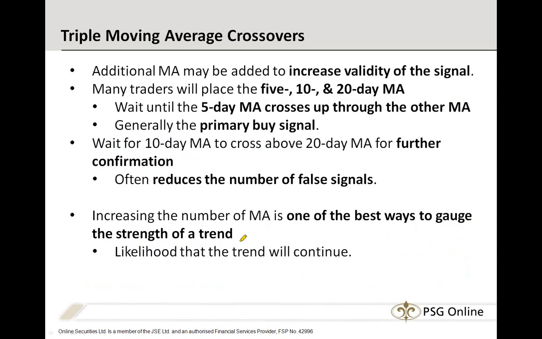A lot of people use triple moving averages. I use it myself: a 5-day, a 10-day, and a 20-day. When the 5-day crosses up through your 10-day moving average, that will be your primary buy signal. Ideally, you want further confirmation when the 10-day crosses above the 20-day moving average. By using multiple moving averages, you reduce the number of false signals. By increasing the number of moving averages, it's the best way to gauge the strength of a trend.